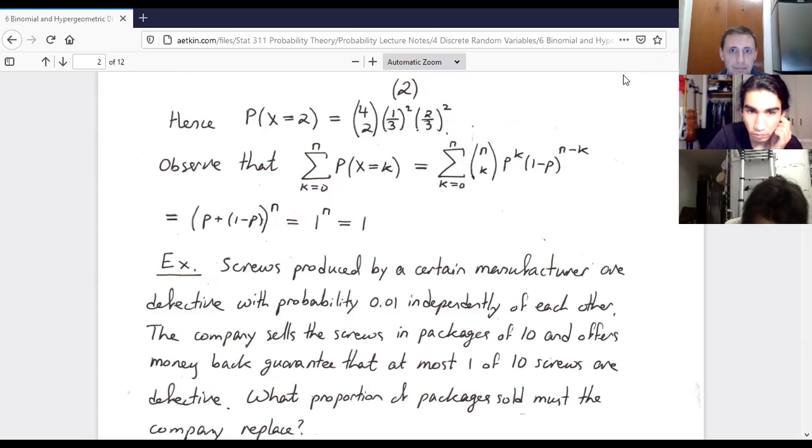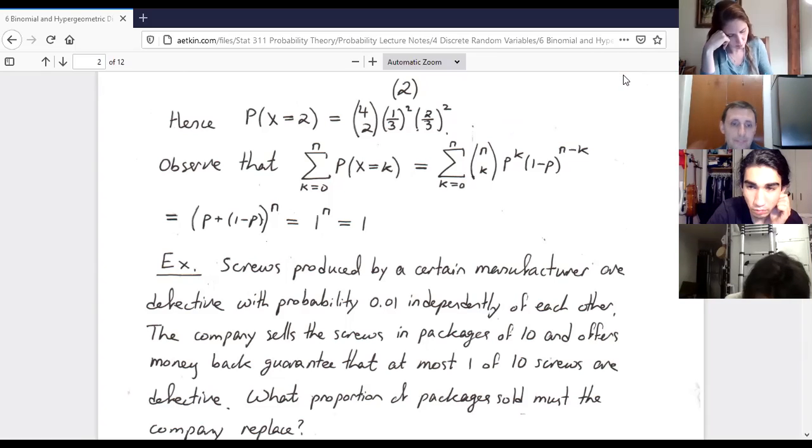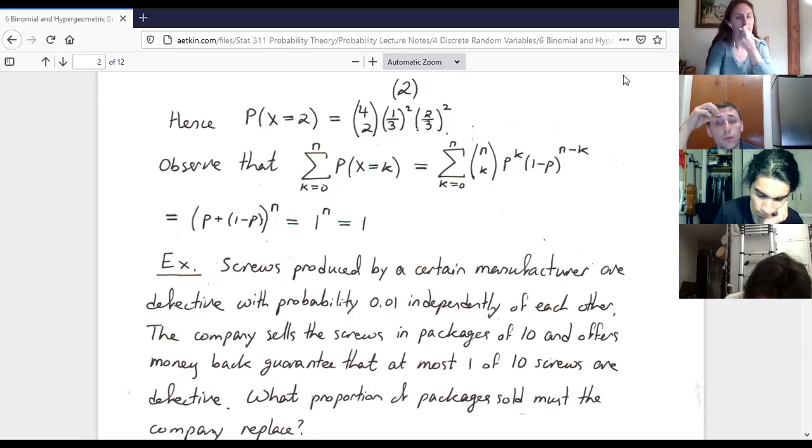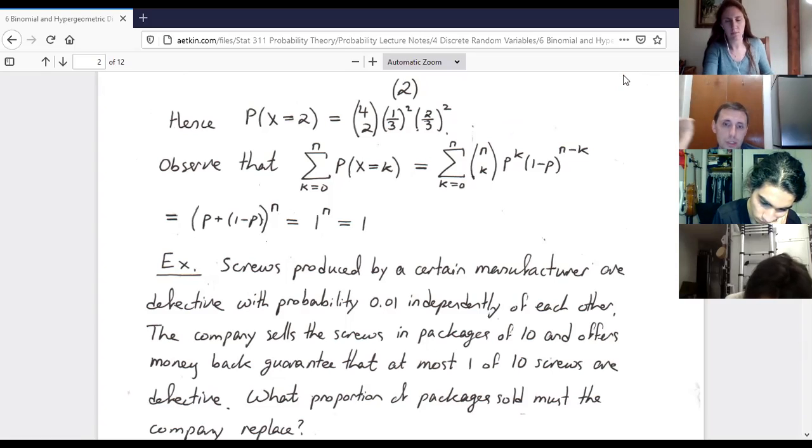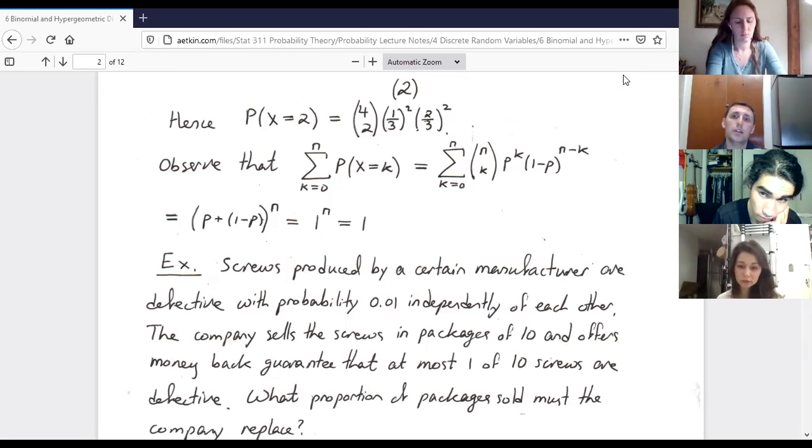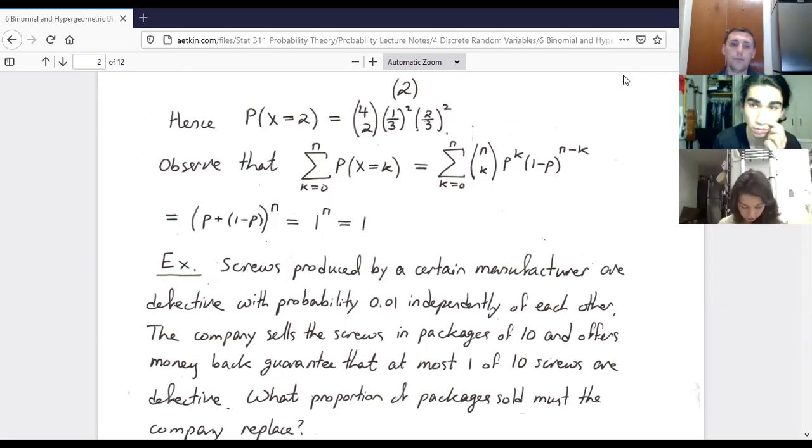Okay. Everybody understood the question, guys, right? So we replace it if we have more than one failed screw, right? So if we have one failed screw or 0 failed screws, we don't replace. Yes? So that is the easiest way of dealing with it.